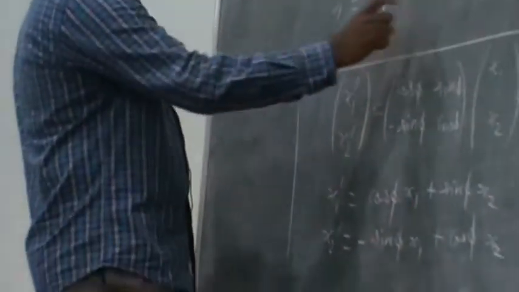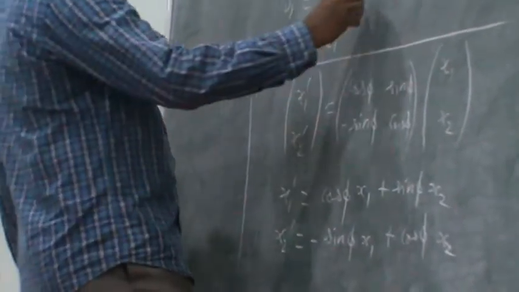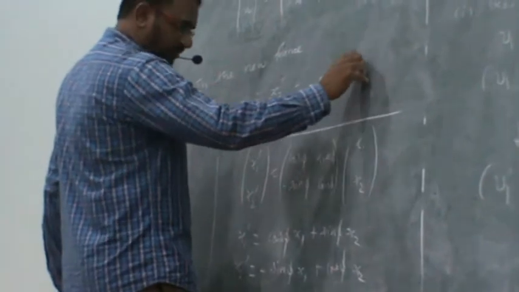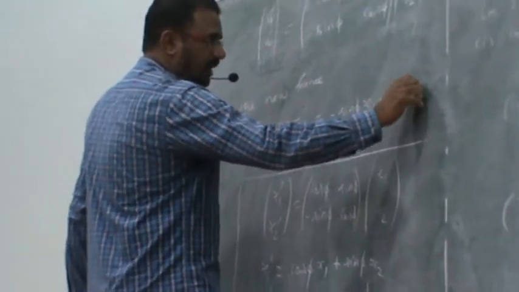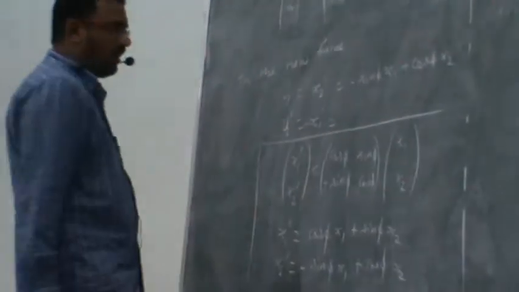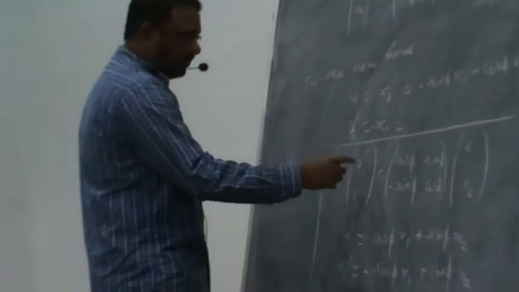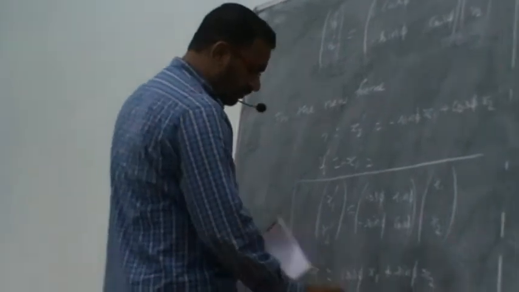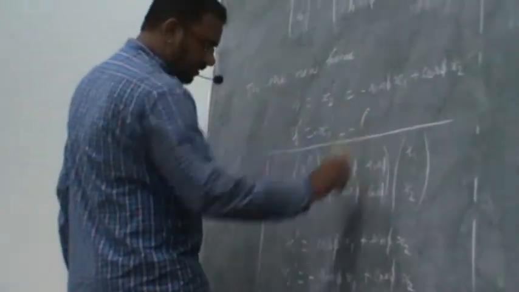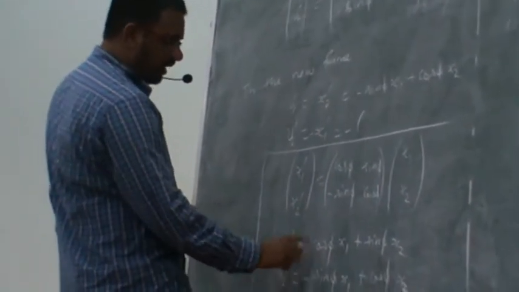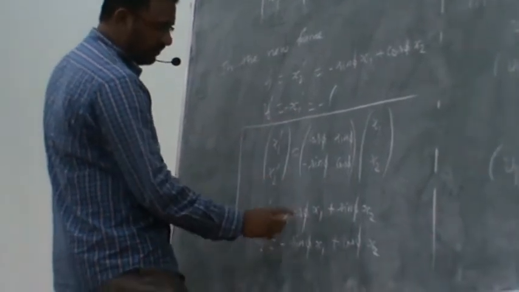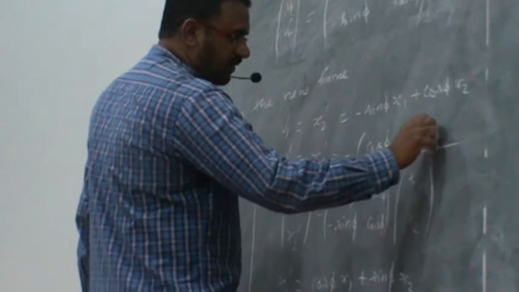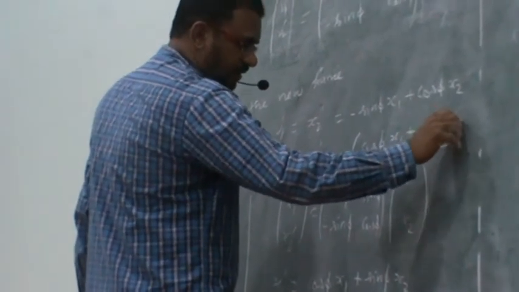So let me substitute this one here. So x2 prime is equal to how much? Minus sin phi x1 plus cos phi x2. And what is v2 prime? This is minus of x1 prime. What is x1 prime? Cos phi x1 plus sin phi x2.